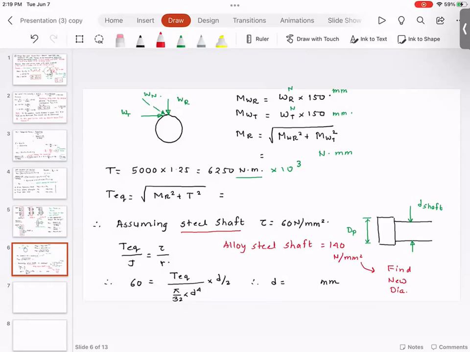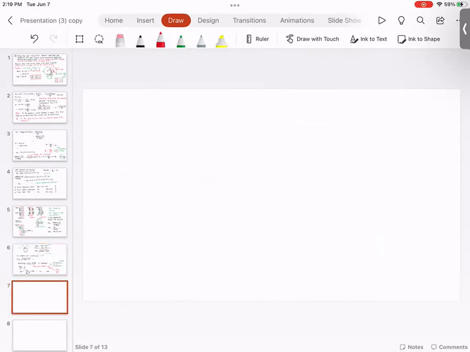So next, I just want to briefly talk about, and one of your quiz problems is asking you to do this, the housing design. How would you design a housing? Now, what is the purpose of the housing?